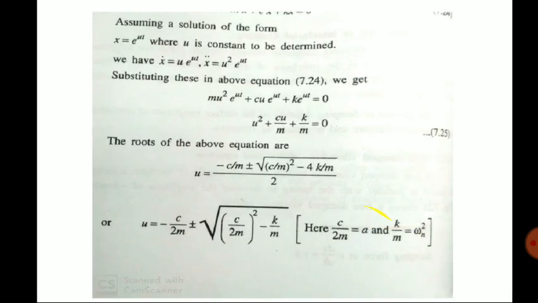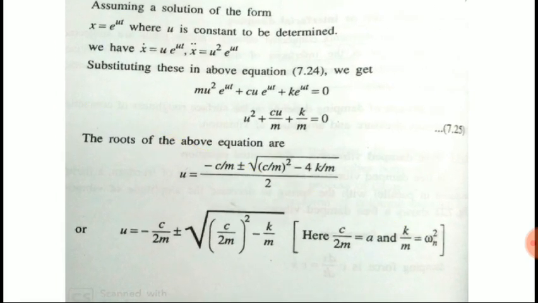So we are getting m into u square into e raised to ut plus c u into e raised to ut plus k into e raised to ut equal to 0. Next we are dividing the whole term by m, and e raised to ut is common, so we can take it outside. So we are getting u square plus c by m u plus k by m equal to 0.